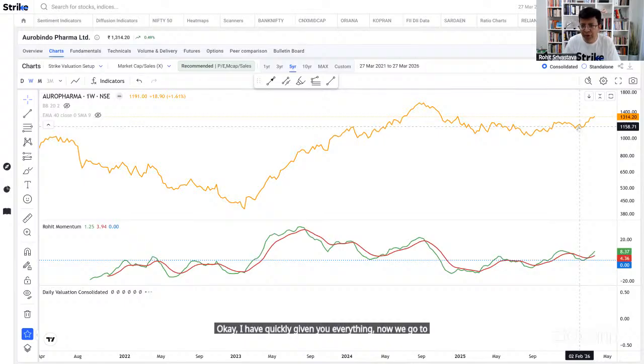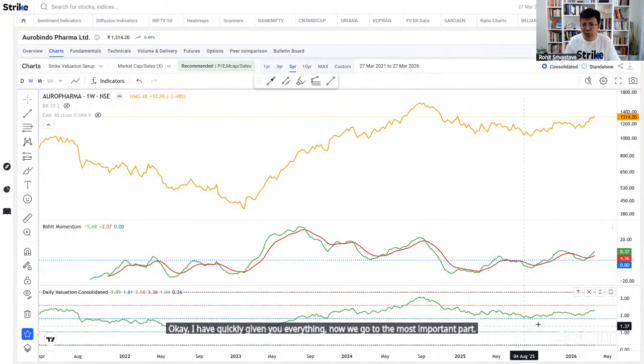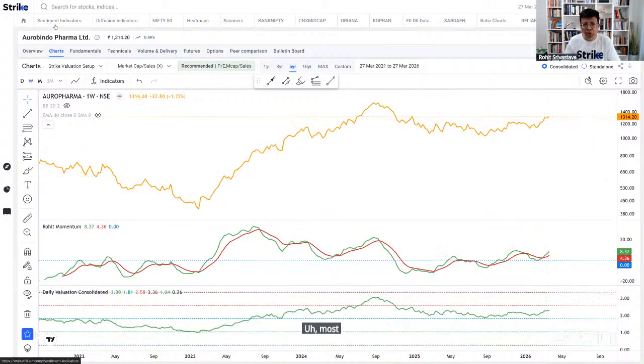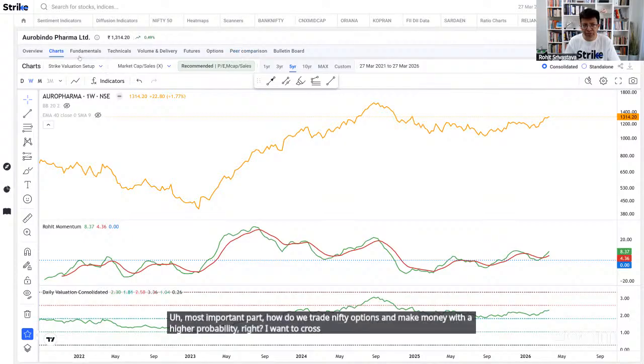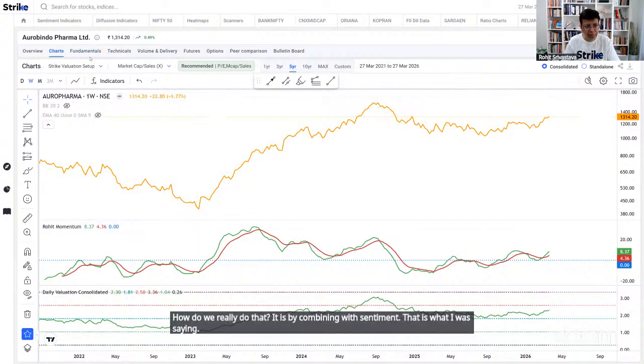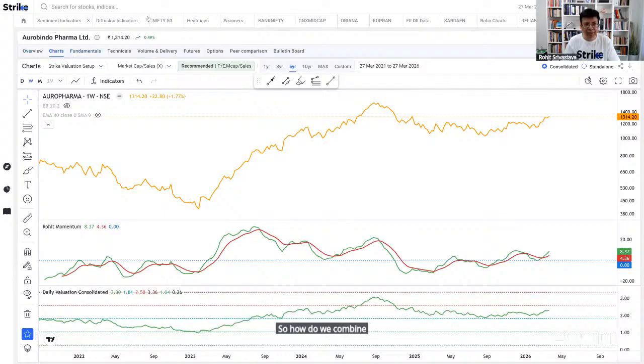Now we go to the most important part. I've told you things that were not part of today's session, but I just thought it's an important overview. Most important part, how do we trade Nifty options and make money with a higher probability, right? I want to cross the 50% success ratio. How do we really do that? It is by combining with sentiment. That is what I was saying. So how do we combine, and which sentiment indicator would I use?